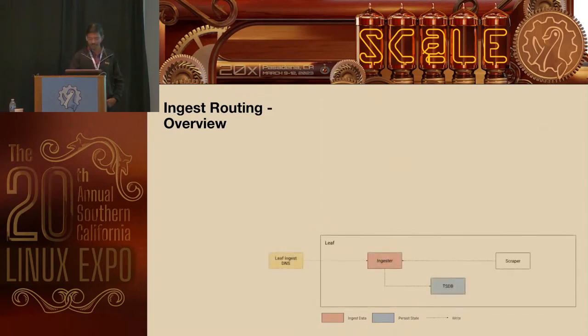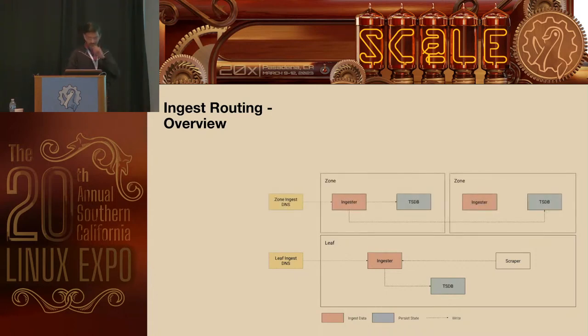Okay, so ingest routing. All the scrapers exist on the leaf. We have our own control loop, which Lolita alluded to in the previous talk, where a control loop figures out what needs to be scraped. We have a bunch of scrapers into which the control loop pushes the configuration, and the actual scraping happens and writes into the leaf level.